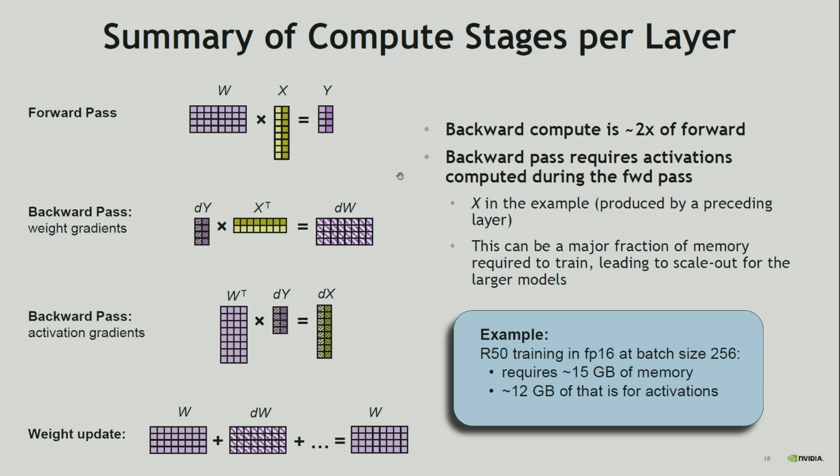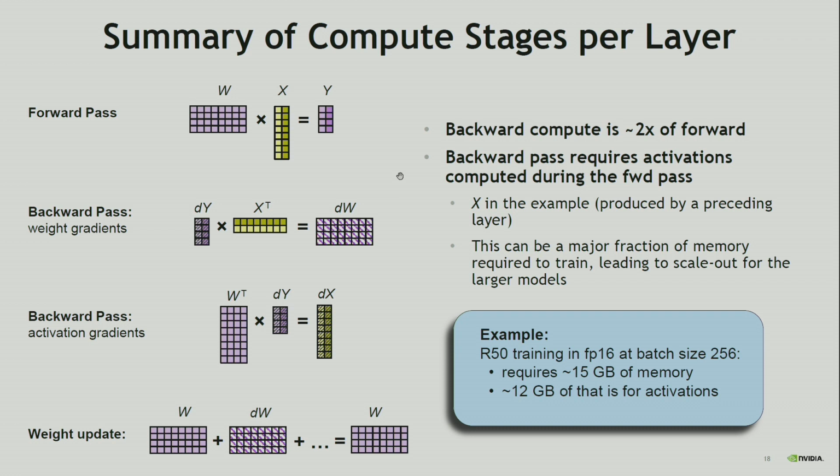So to summarize all the compute that happens during training for one given layer, we have the forward pass, which ends up being a matrix-matrix multiply. We have a backward pass made up of the gradient computation for activations and weights. So effectively, very roughly, we can say that the backward pass has twice the compute of the forward pass. And then we have the weight update, which is some pointwise combination of several matrices.